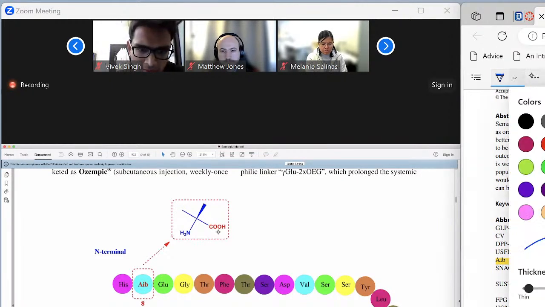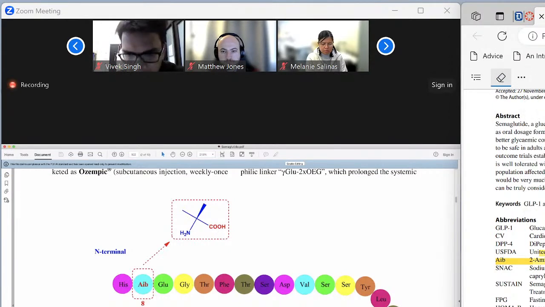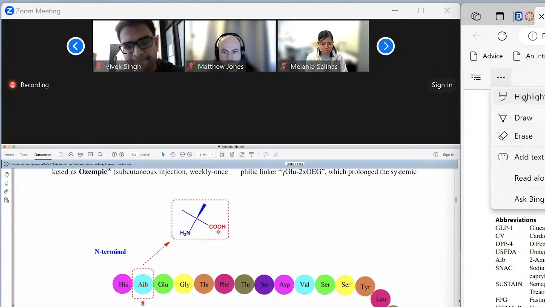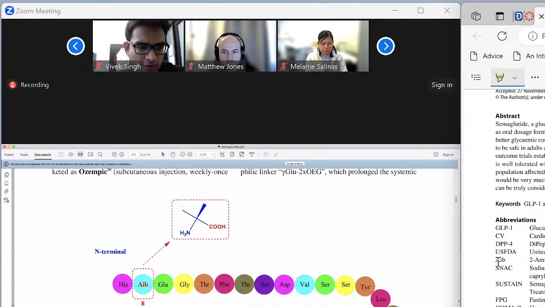And then what about linking it to this fatty acid? What's the role there? Anybody? So, Dr. Johnson, I believe the fatty acid was to make sure the peptide stays bound to albumin for long and is not excreted in the kidney. So in the bound form.